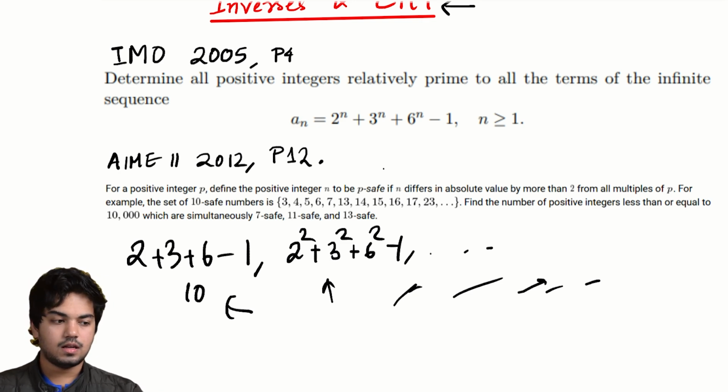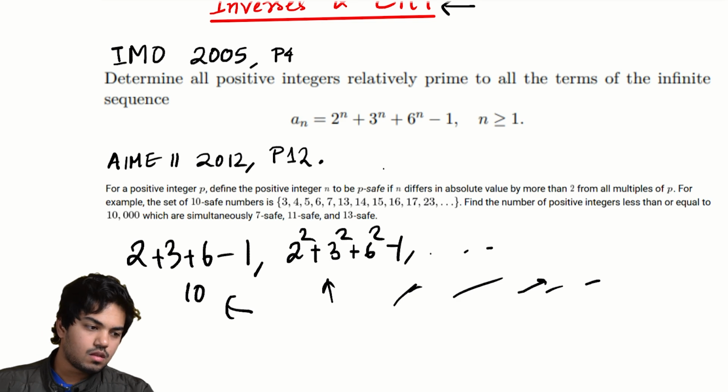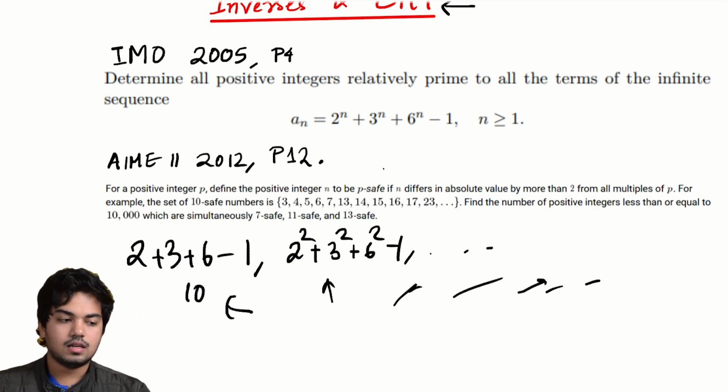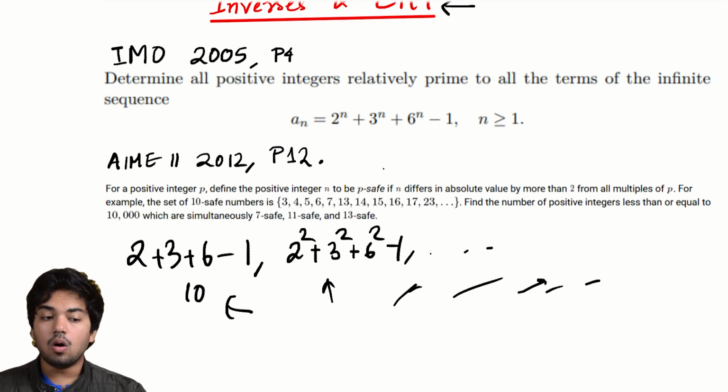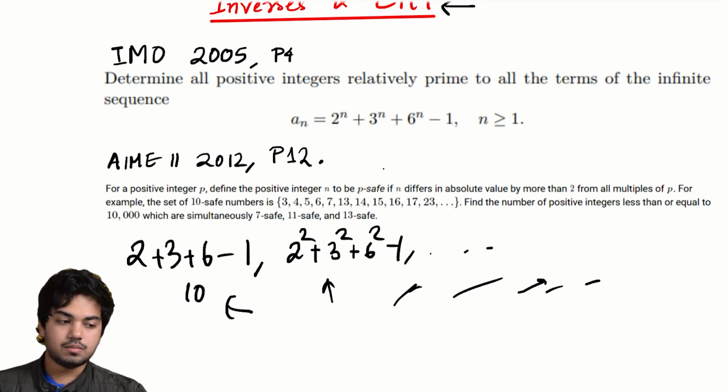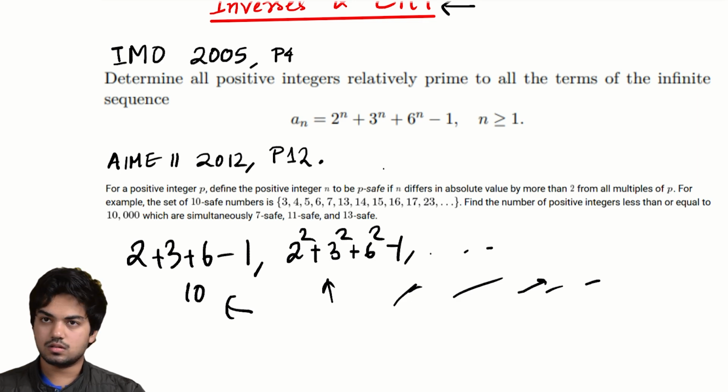The next problem is: for a positive integer p, define the positive integer n to be p-safe if n differs in absolute value by more than 2 from all multiples of p. So I hope that makes sense. For example, the set of 10-safe numbers is 3, 4, 5, 6, 7, 13, 14, and so on.